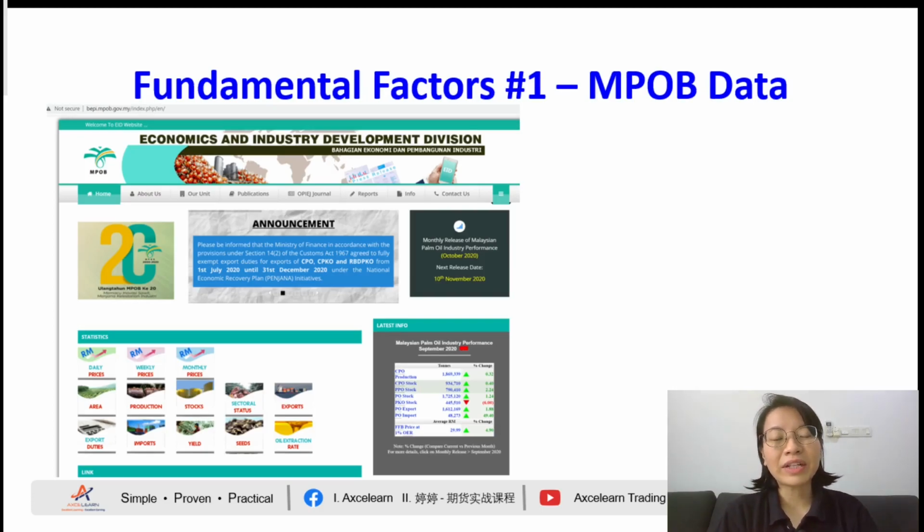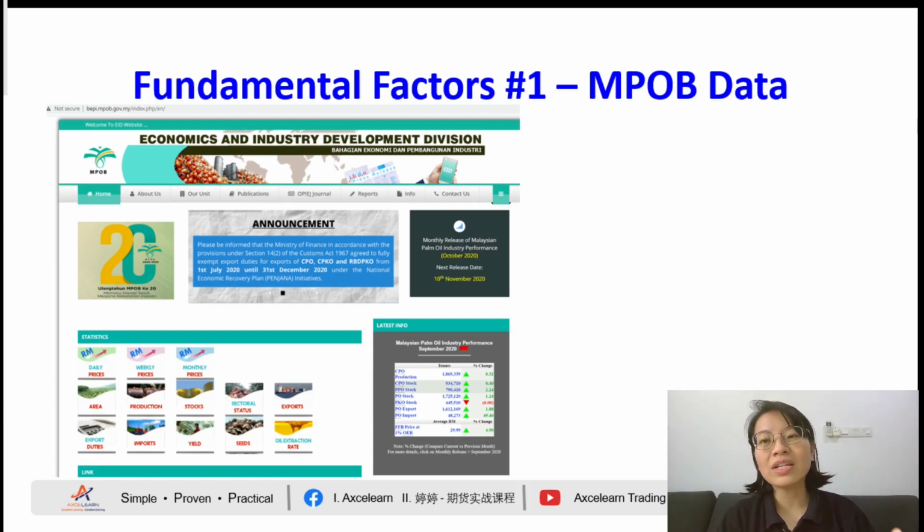Now, the first fundamental factor will be MPOB data. MPOB stands for Malaysia Palm Oil Board, the board for Malaysian palm oil. It releases very important data every month on the 10th. Every 10th of the month, MPOB will release many data, but those most relevant to retail are export data, production, and also stocks. Stocks is not the stocks that you are investing in. This stocks means inventory. So the 3 highlighted are stocks, production, and export data.